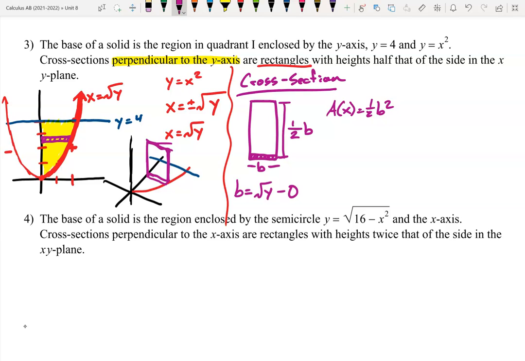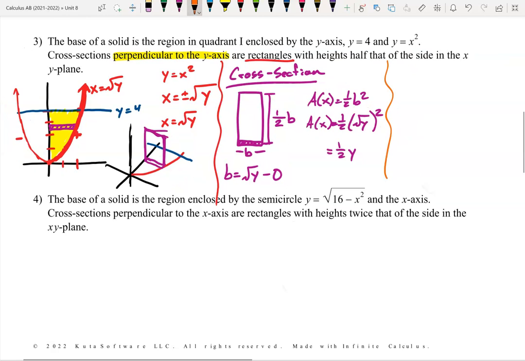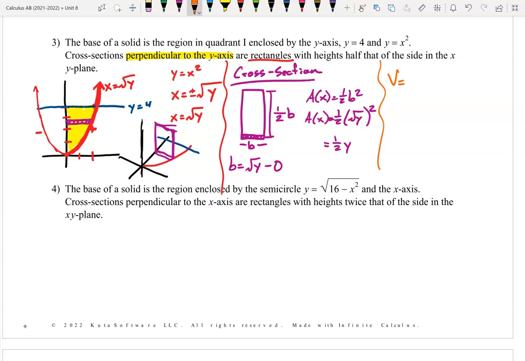All right, so I can plug that in. A equals 1/2 times the square root of y, squared. But what happens when I square a square root? It cancels out. So this is actually really nice. It's just 1/2 y. Makes it very easy for us. So how do we express our volume now? Volume is equal to the integral from 0 to 4.